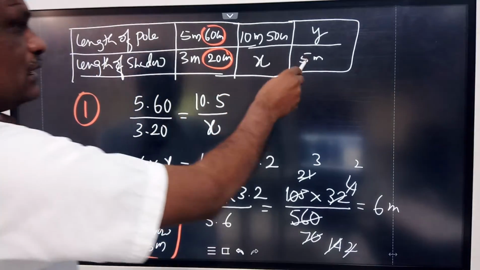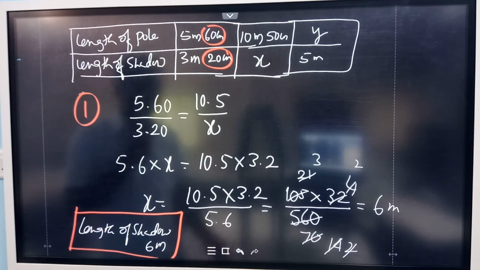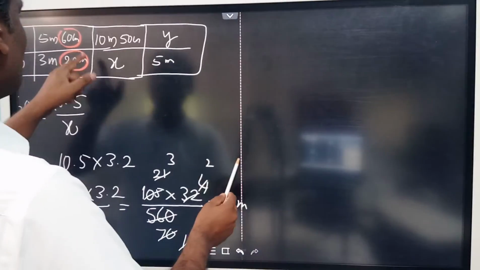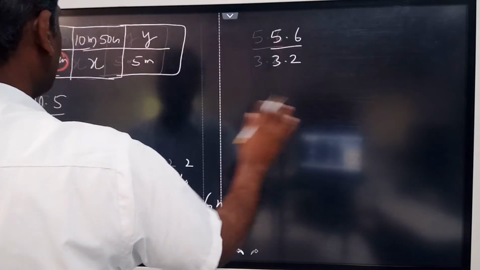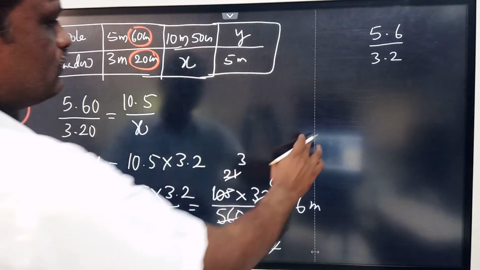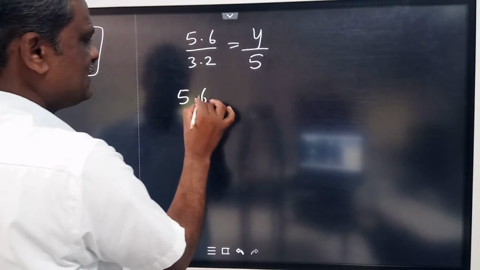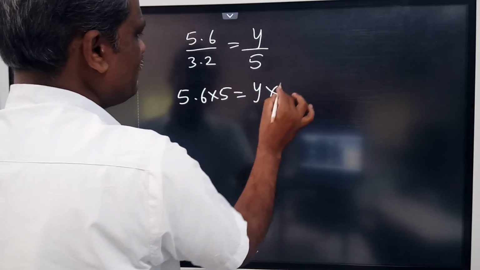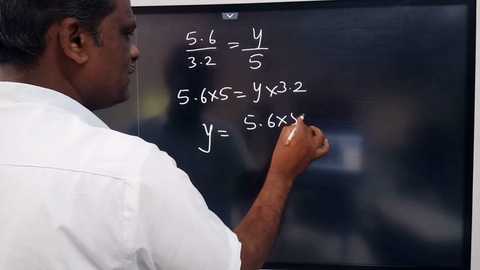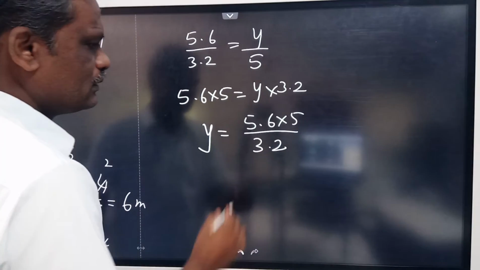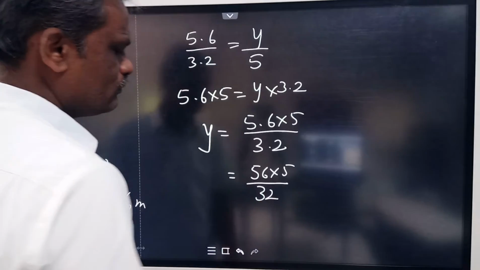And the second one, they have given the length of the shadow, you need to find out the height of the pole. So now you equate this one: 5.6 divided by 3.2, the first ratio, is equal to y divided by 5. So 5.6 into 5 is equal to y into 3.2. So y is equal to 5.6 into 5 divided by 3.2. If you make it a whole number, 56 into 5 divided by 32.